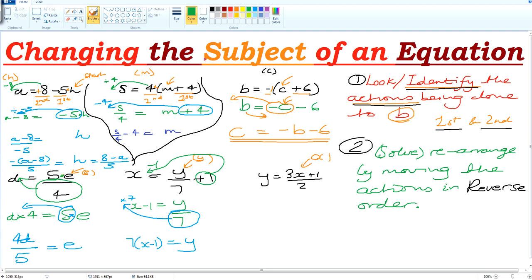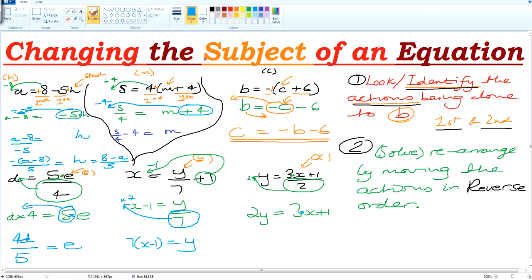Now, x has been timed by 3 is the first action, it's been added by 1 as the second action, and divided by 2 is the third action. I'm not labeling the actions here because they get quite messy, all the numbers everywhere. I'm just telling you orally. Timed by 3 is first action, add 1 is second action, and divide by 2 is the third action. So we always move the last action first. So opposite divide by 2 is timed by 2. So you have 2y is equal to 3x add 1.